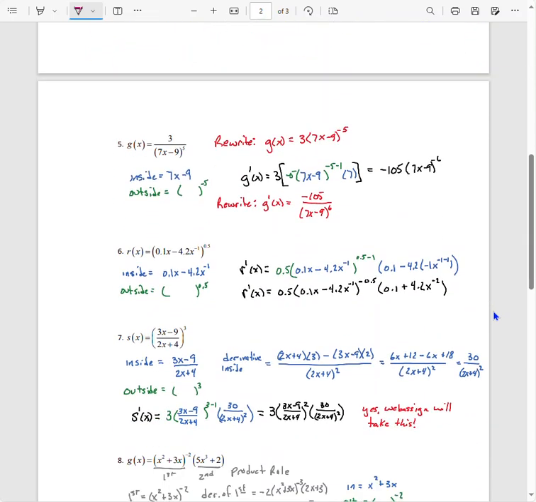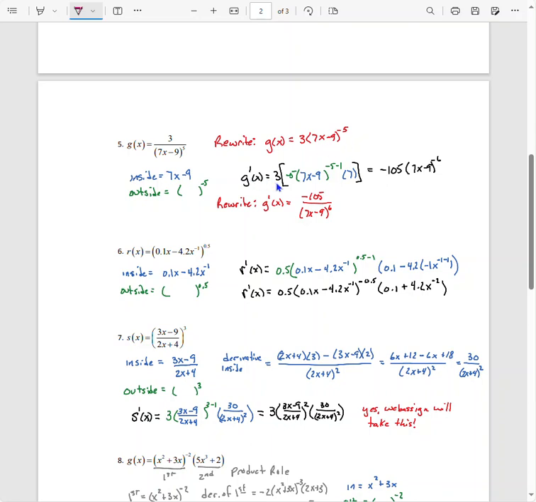Let's do more. G of x equals 3 over 7x minus 9, all to the power of 5. So here's what I did. I rewrote this, and the 3 is good. I don't want to use a quotient rule here, because a quotient rule with the chain rule just gets to be a lot after a while. If I can avoid it, I will. I can rewrite so this entire denominator comes up across the fraction bar and gets an exponent of negative 5.